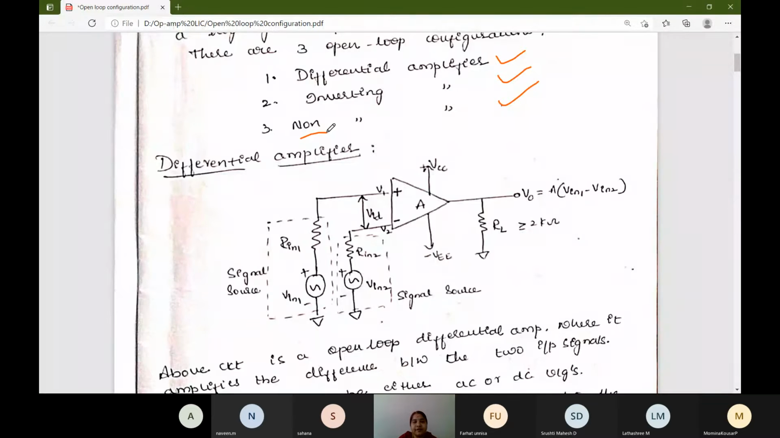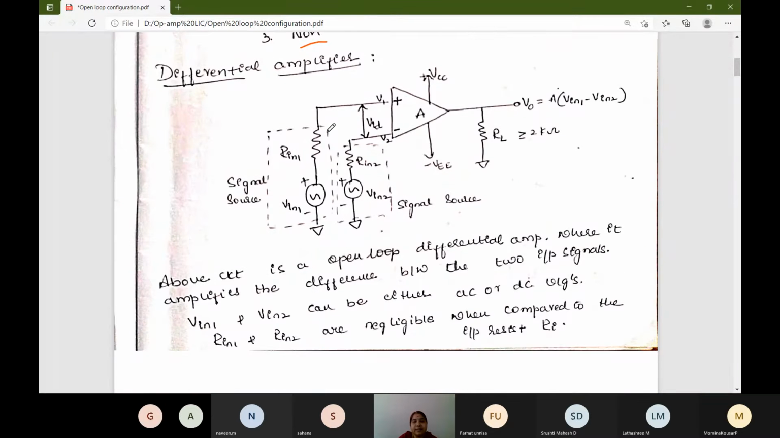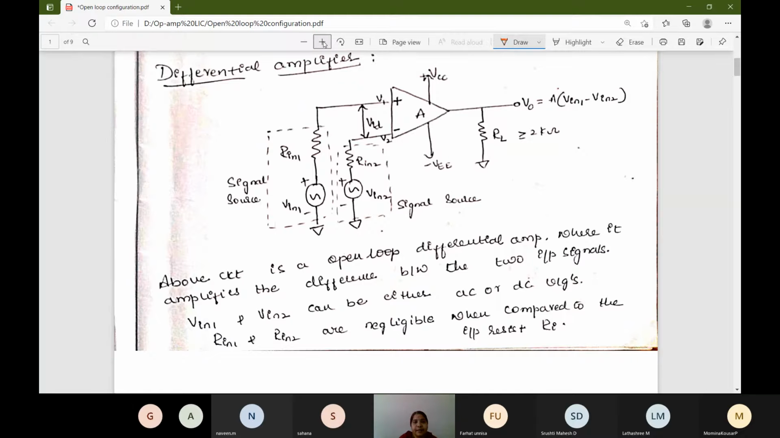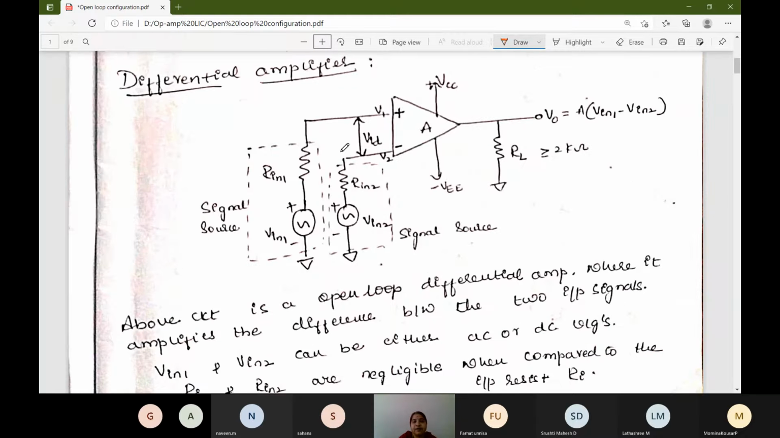So with the circuit diagram, we'll study it. See here, observe the circuit diagram. In the differential amplifier, we have two inputs for the op-amp, positive and negative, or inverting and non-inverting. For both inverting and non-inverting, the input voltages are given.